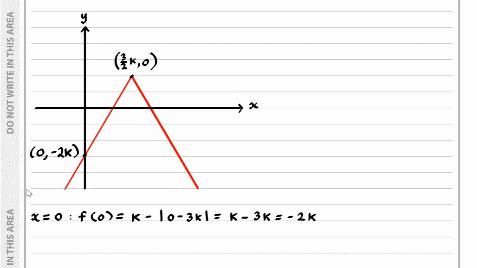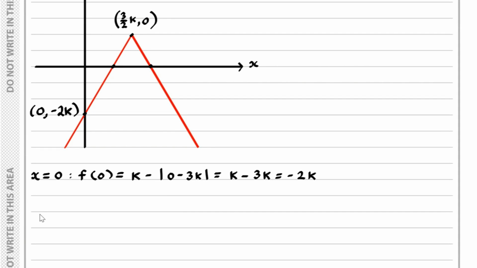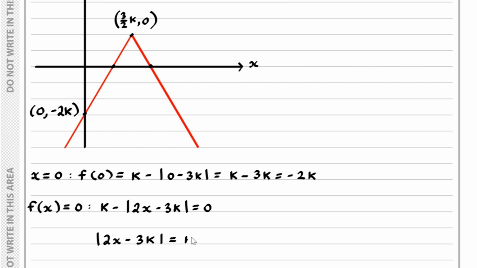We now need to find out the coordinates of where the graph intersects the x-axis. We can do that by setting f of x equal to 0. And if we do that, we've got k minus the mod of 2x minus 3k equals 0. So, the mod of 2x minus 3k equals k.